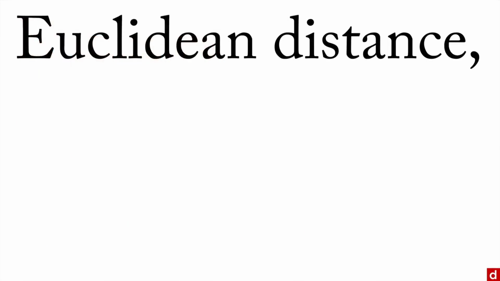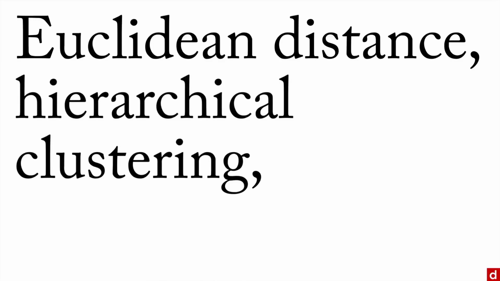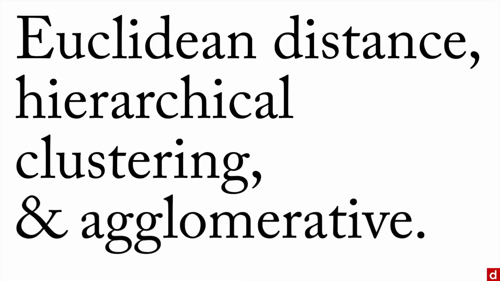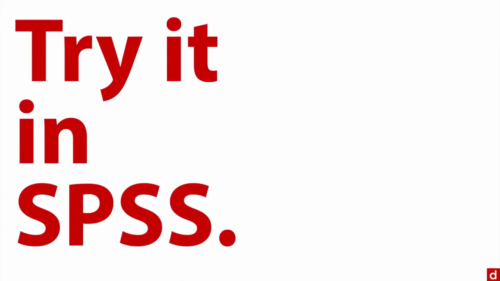So we're going to do a cluster analysis, but we're going to try to keep it simple. We're going to use some of the most basic methods for doing this. We'll use Euclidean distance, or squared Euclidean distance in this case. We'll use hierarchical clustering, where we don't have to choose the number of groups ahead of time. And we're going to use an agglomerative procedure, where it starts with every case separate and then gradually puts them together. We'll try this in SPSS, but I need you to do something first.